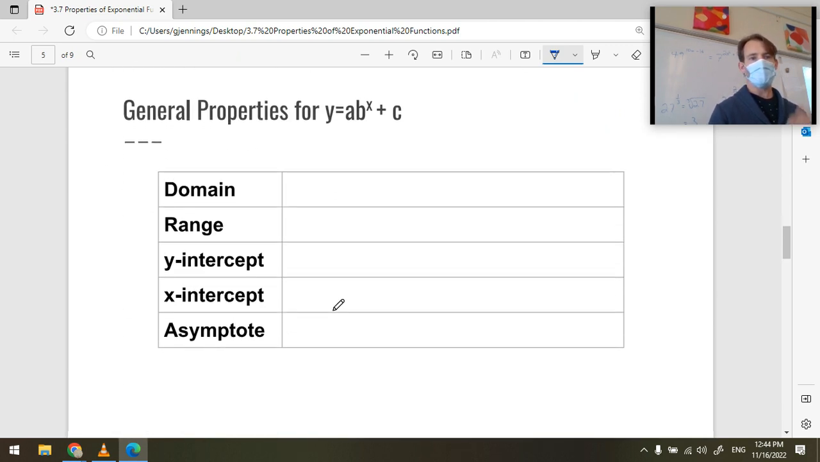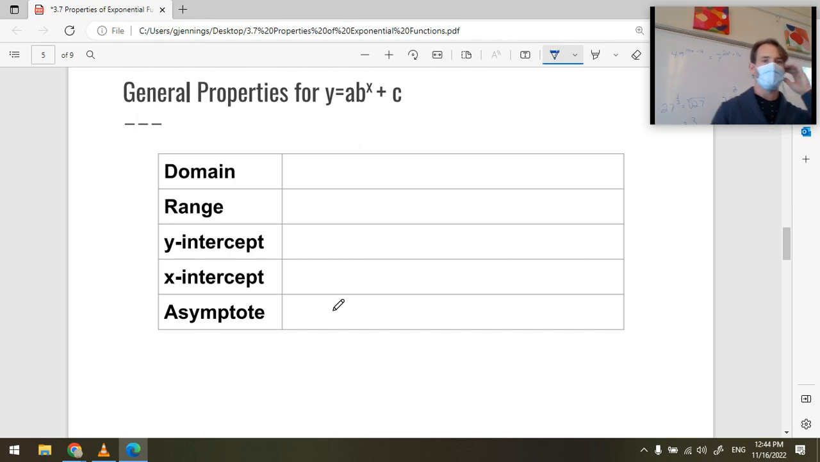And then carrying on, general properties for y equals a multiplied by b to the x plus c. Well, the domain, we've noticed that x is real numbers. We even know how to make negative exponents now, and fractional exponents, and decimal exponents, and raising things to the power pi. So you can do it all with x. It can be any number. Of course, there will be limitations on your domain in different application situations.